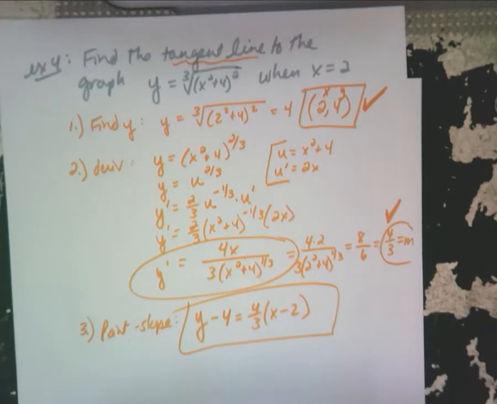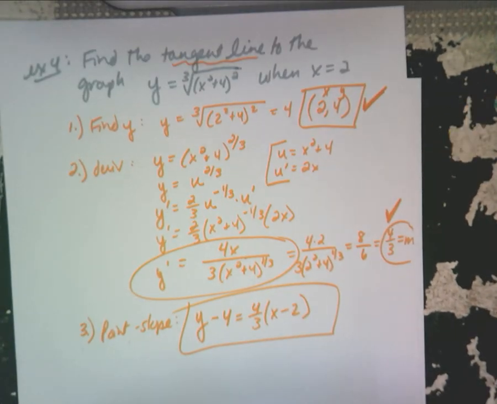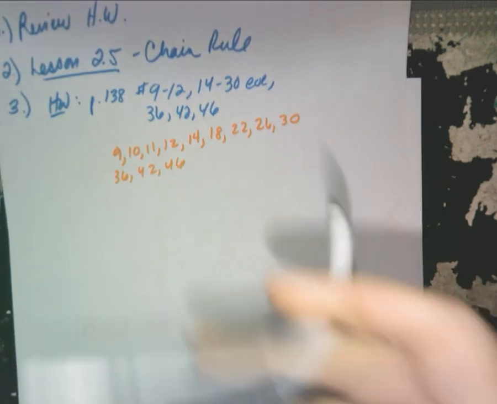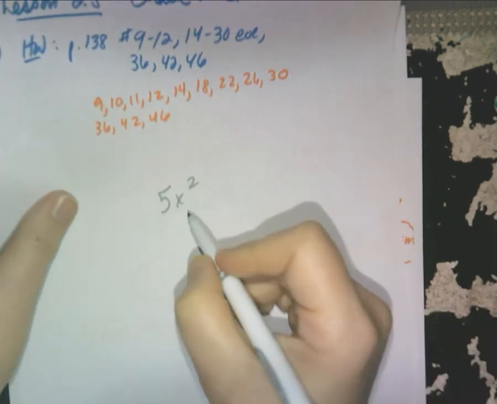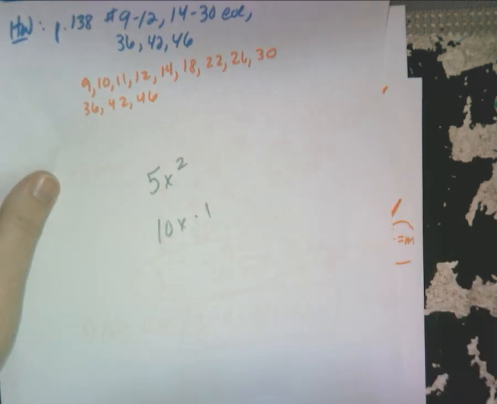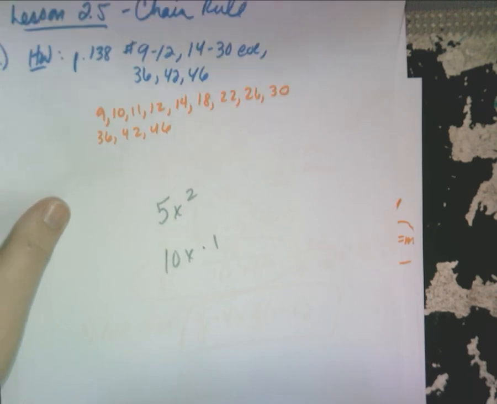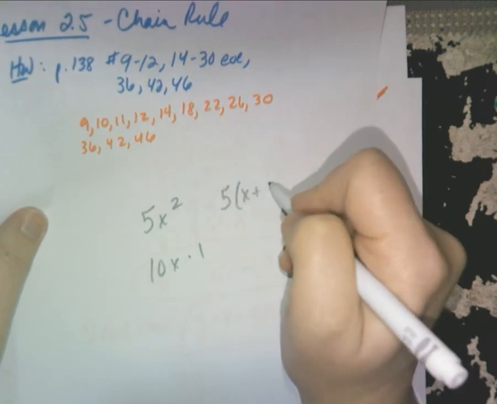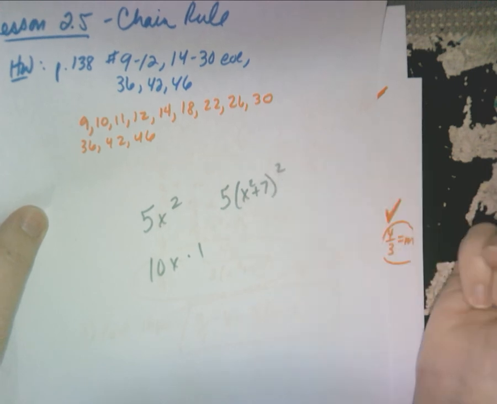Really the only thing that's new to what you've been doing is this new chain rule that's really not that hard. Why do you have to add the u prime? Because you have to take the derivative of what's inside. It's called the chain. When we used to have something like 5x squared, you were actually taking the derivative of x, which was 1. You would go, oh, 10x, times 1. You just didn't know it. But now I've changed it to 5 times (x squared plus 7) squared.